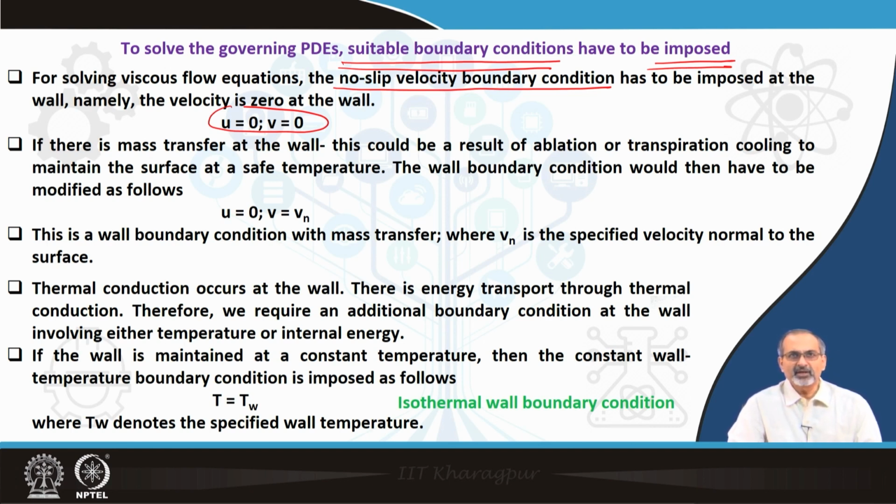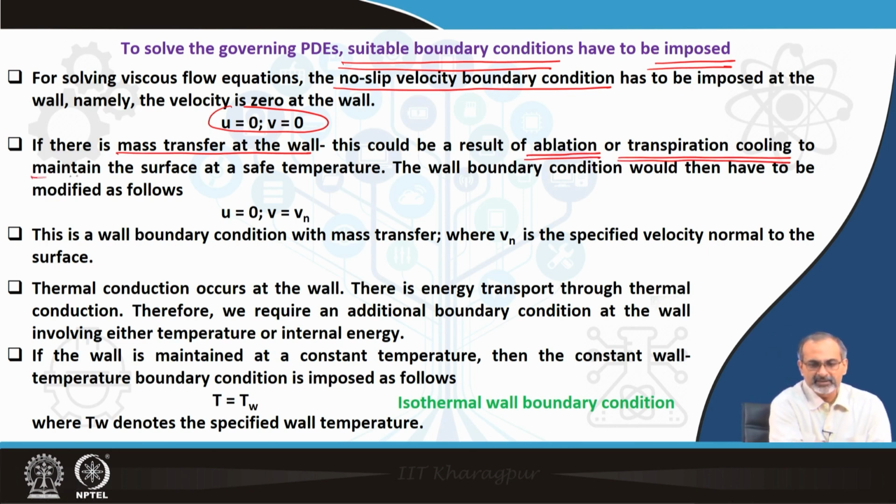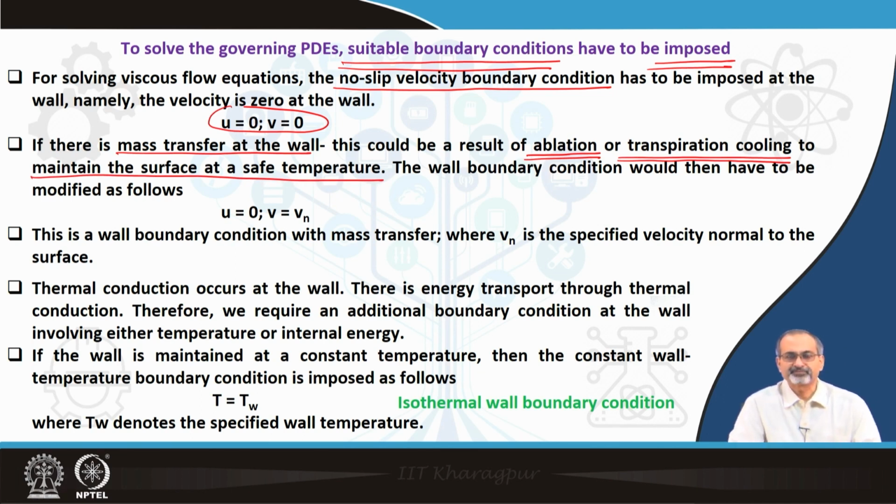If there is mass transfer happening at the wall, now the question is why it should occur at all. This could be because there is some ablation or transpiration cooling which is being purposely done to maintain the surface at a safe temperature and not allow it to get heated up to unsafe temperatures. In that case, the wall boundary condition would be slightly modified compared to what we defined here.